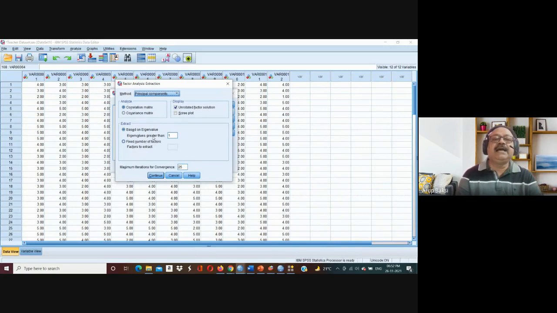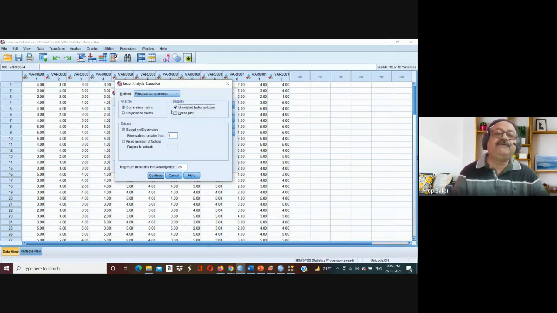At least eigenvalues greater than 1, why this particular thing is used, or why eigenvalue should be greater than 1, we will just explain that. And over here in the display, there will be unrotated factor solution. If you require only the rotated one, you can just unselect it, or you may keep it and the unrotated factor solution will also be displayed.